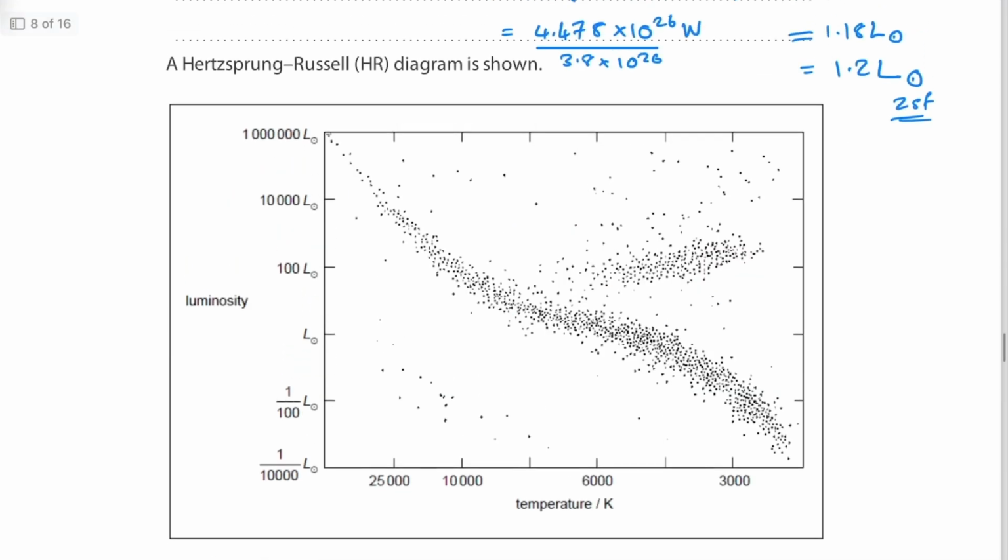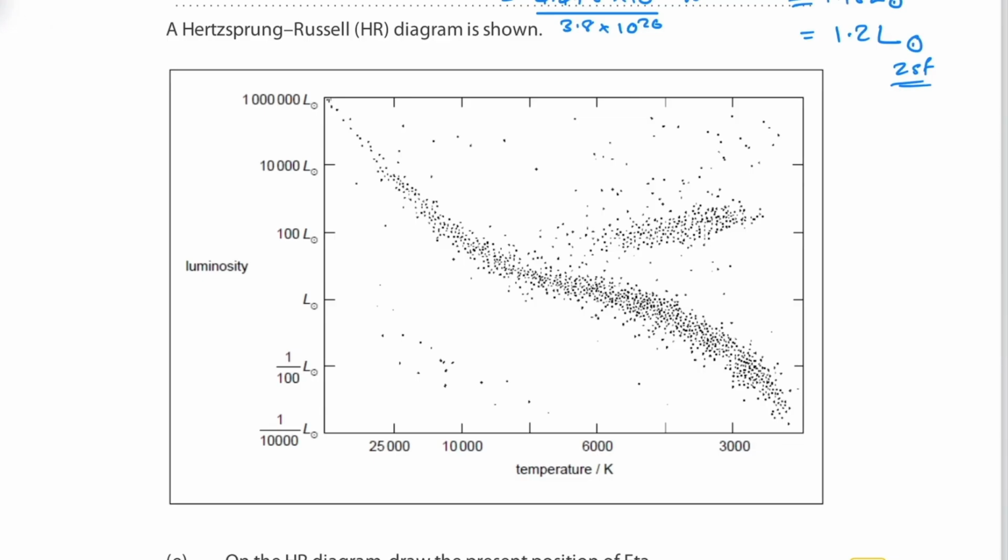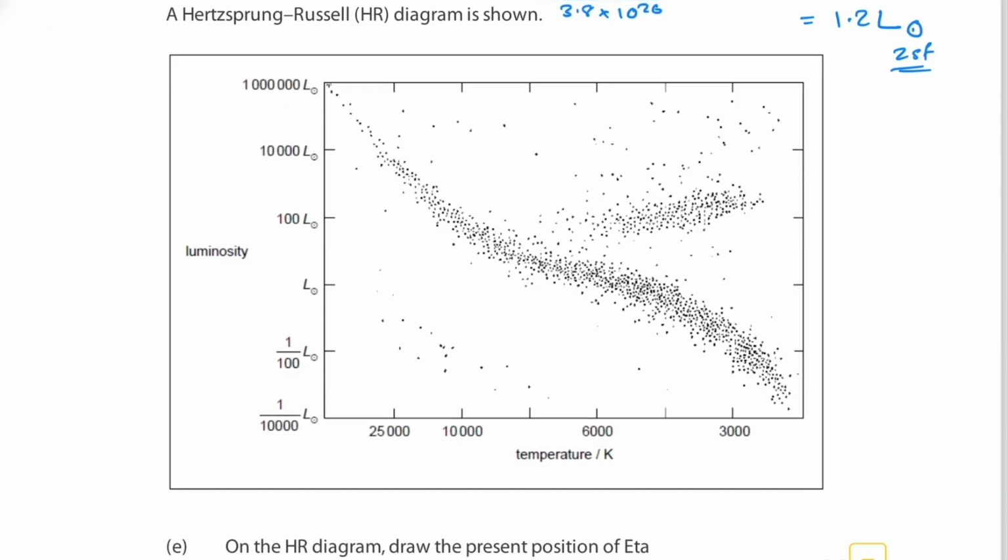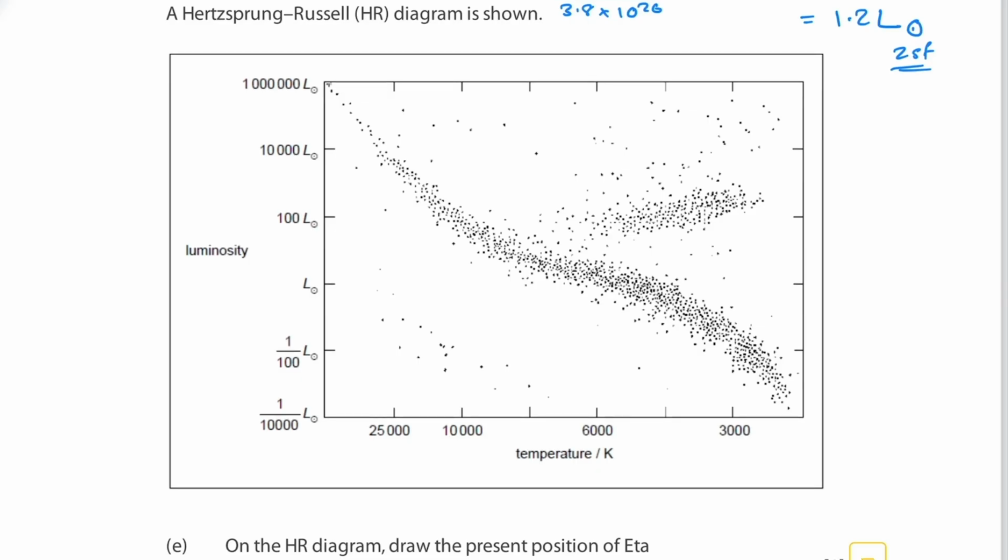Why do we want to do that? Well, next part of the question. A Hertzsprung-Russell diagram is shown. On the HR diagram, draw the present position of Eta Cassiopeiae A. In the HR diagram, you can see on this y-axis, the luminosity is given in terms of the luminosity of the Sun. So that's why we had to work out the luminosity of this in terms of the Sun.